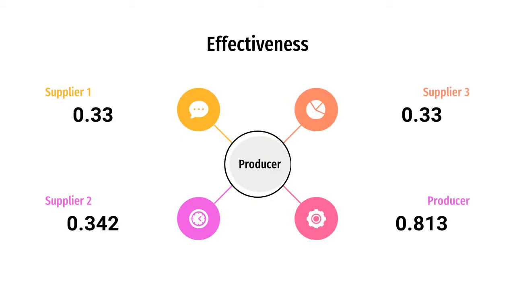From the simulation analysis, we see that the effectiveness of supplier 1 and supplier 3 was the same, with the value of 0.33, and differs from supplier 2 with the value of 0.342. The flow of material from supplier 1, 2, and 3 goes to producer, and producer results in the product flow to consumer with the effectiveness of 0.813. This is a fairly high effectiveness for producer to consumer.